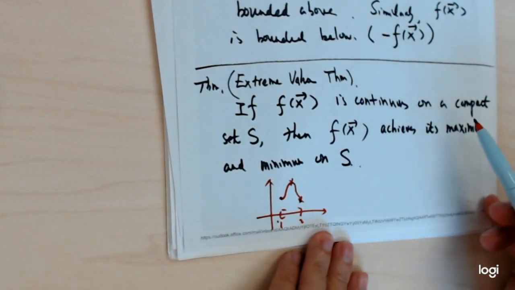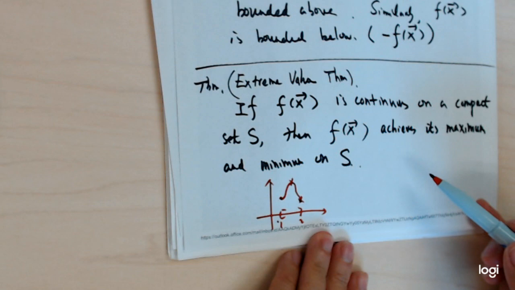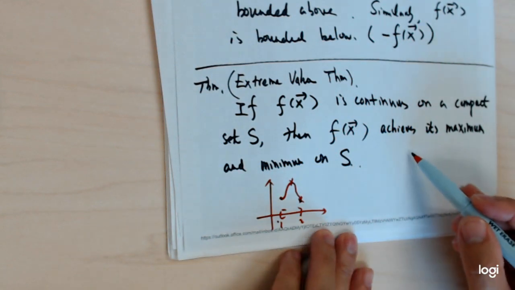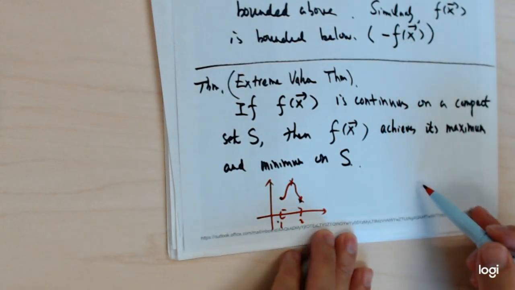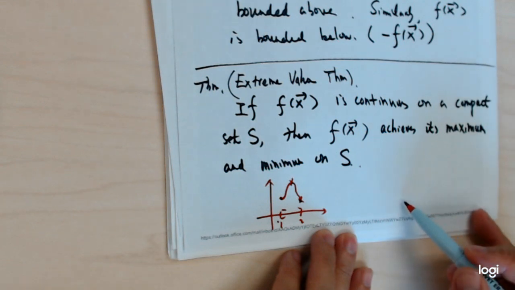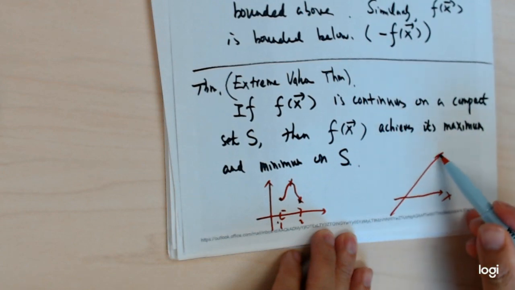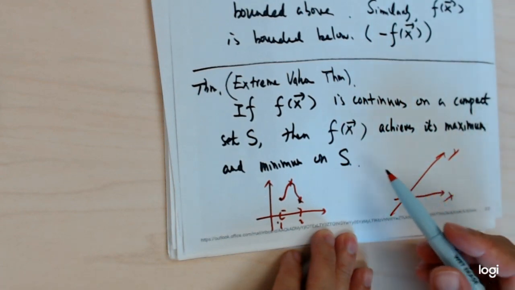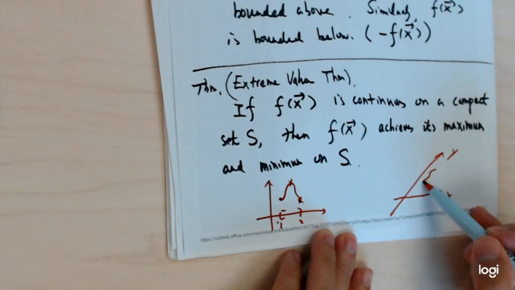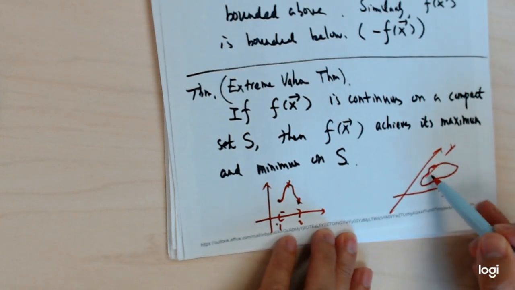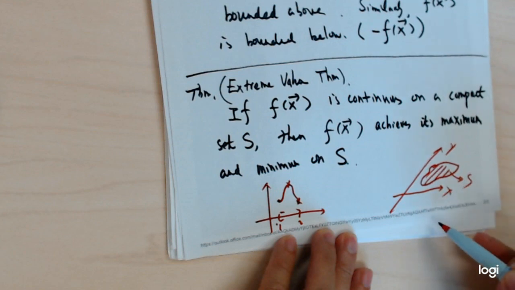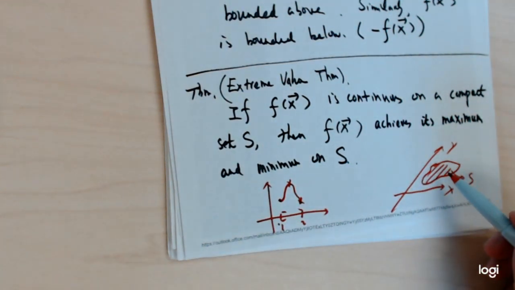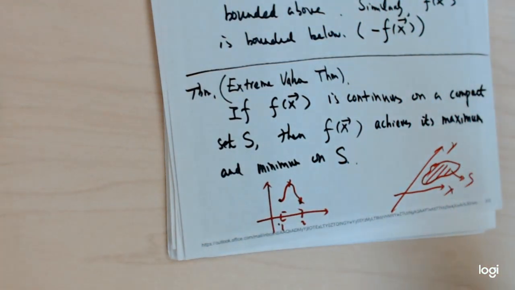All I need is for S to be compact. Once again, in general, we try to treat this as a bounded and closed set. So on the xy plane, for example, if we are talking about a function of two variables, you are looking at a set that looks like this. It needs to be bounded and closed. So this is S. Then any continuous function over this set will achieve a maximum and minimum on this set.